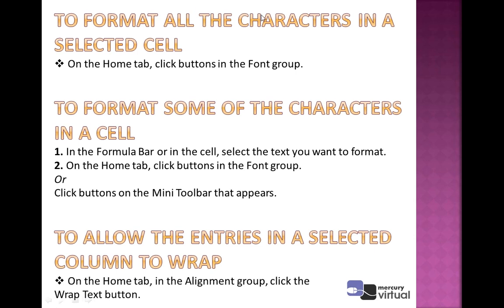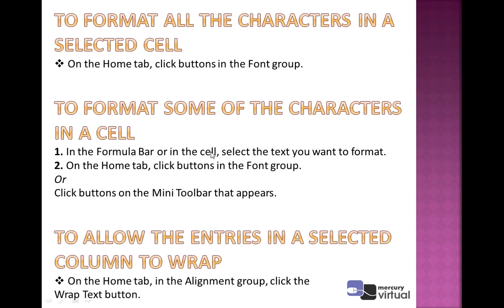Then the next topic is how to format all the characters in a selected cell. Go to the Home tab, click the buttons in the Home group. It means if you want to change the setting, simply go to the Home tab and click on the buttons that are available for the Font group. The next topic is how to format some of the characters. This is all the characters, this is some of the characters.